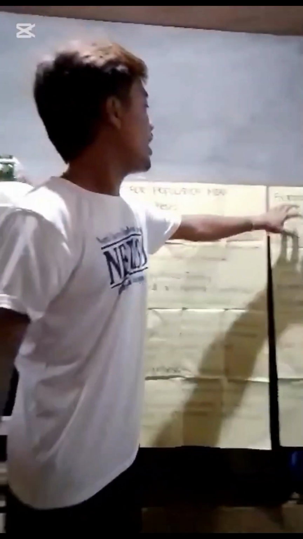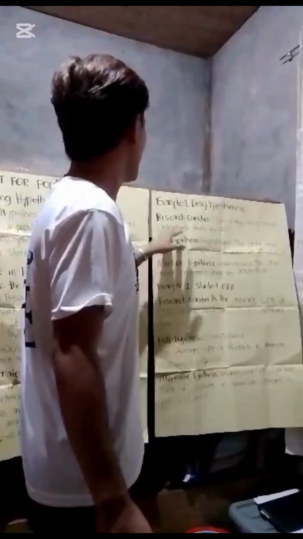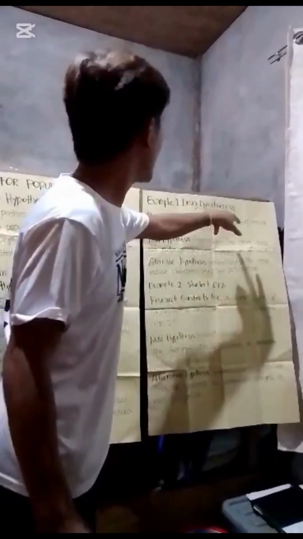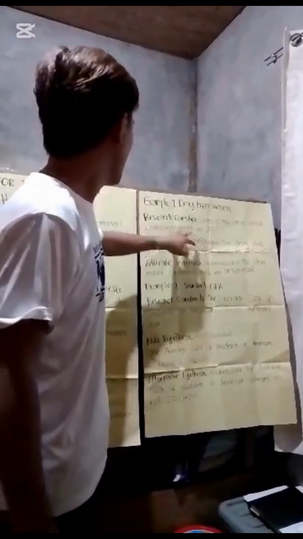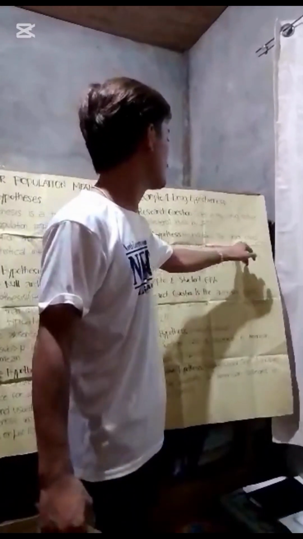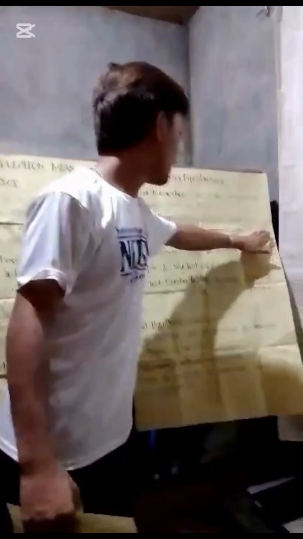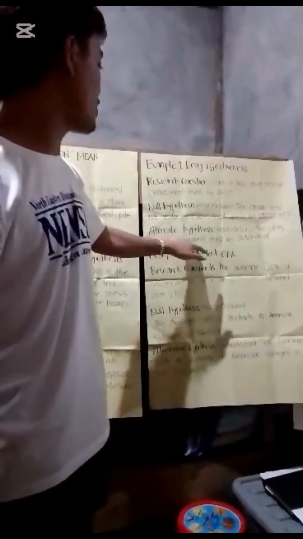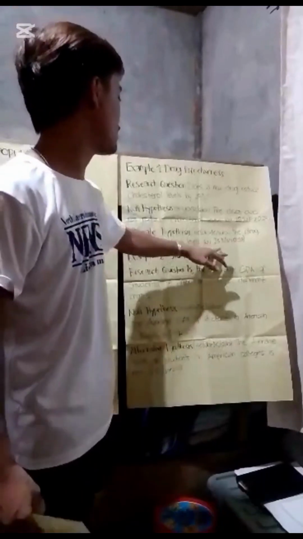I have two examples here. Example 1, drug effectiveness. The research question: does a new drug reduce cholesterol levels by 25%? The null hypothesis says that the drug does not reduce cholesterol levels by 25%. While the alternative hypothesis says that the drug reduces cholesterol levels by 25%.